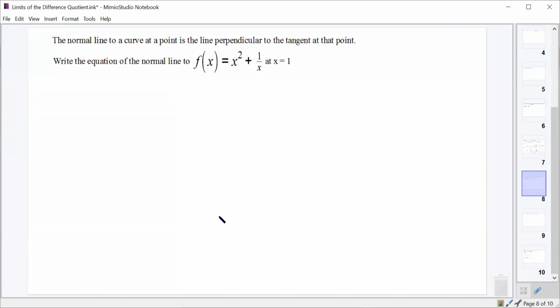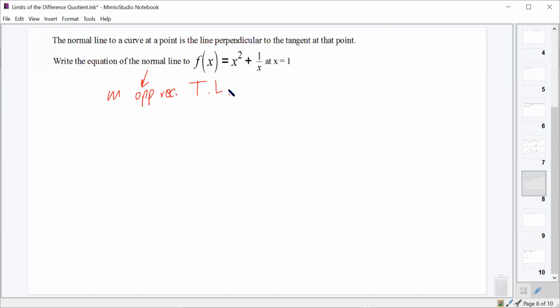Perpendicular to the tangent line at some point. So if I want to find the equation of a normal line to a function, the first thing we're going to need to do is find the slope of the tangent line. This should have a slope that is the opposite reciprocal of the tangent line. So if we can find the slope of the tangent line, we should be able to figure out what the slope of the normal line is. You all agree with that?